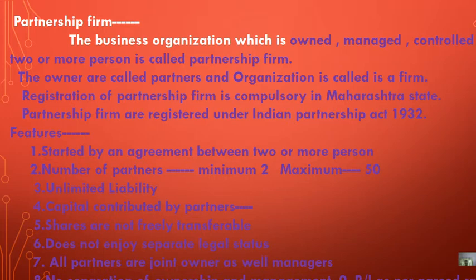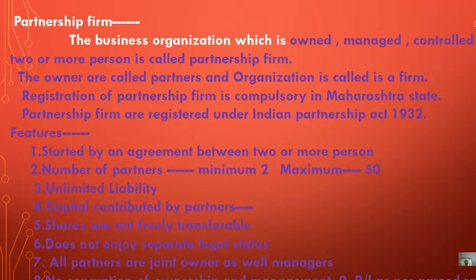Before starting this lecture, I will revise what we studied in previous video lectures. We completed the first topic, then we started the second topic, that is joint stock company. We completed the introductory part, then we started evolution of business organizations, that is forms of business organization.